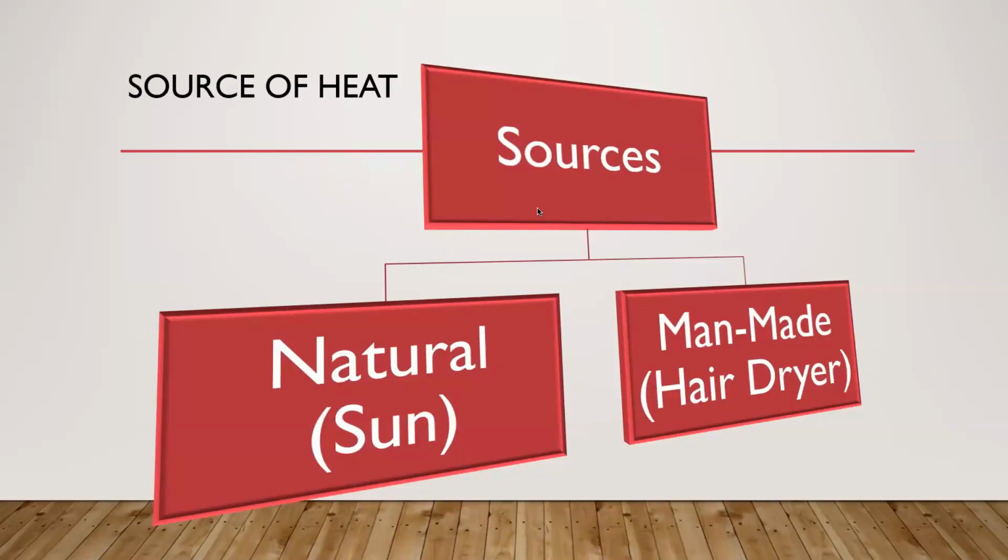It gives living things on earth warmth. We can all feel the heat from the sun when we go outdoors. The sun has been shining for billions of years. Its surface temperature is about 6,000 degrees and the center of the sun can reach about 15 million degrees. Other than natural sources, we have man-made sources of heat such as a hair dryer, which we use to dry our hair.